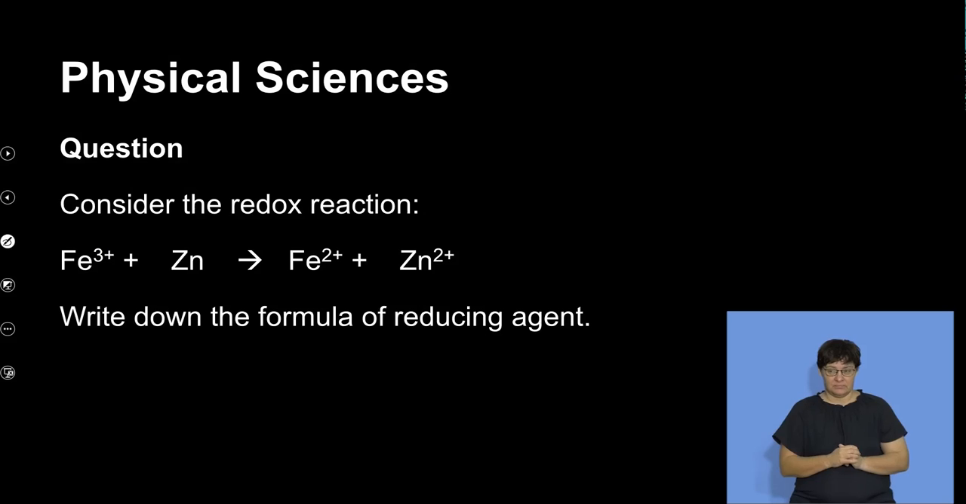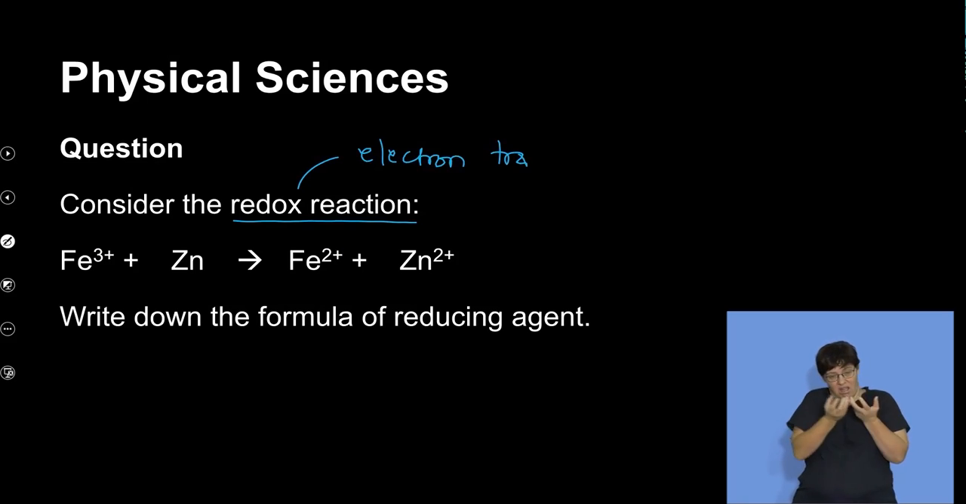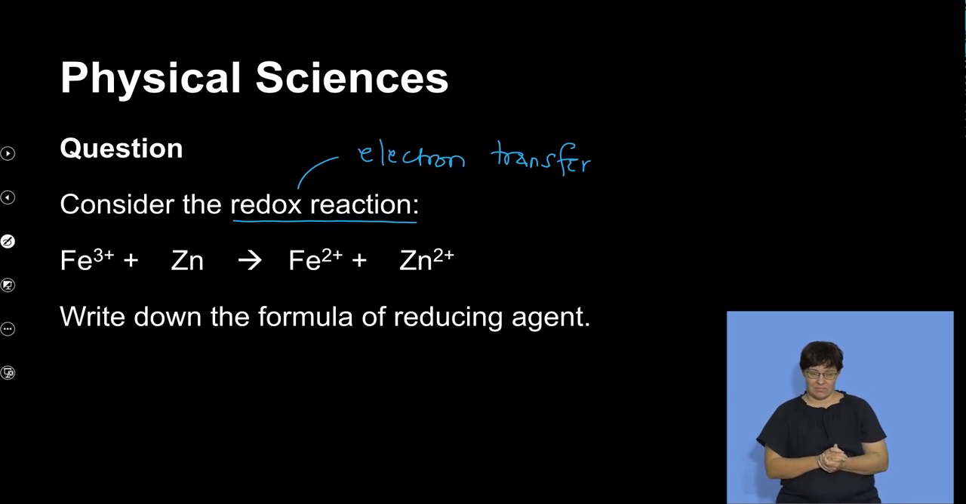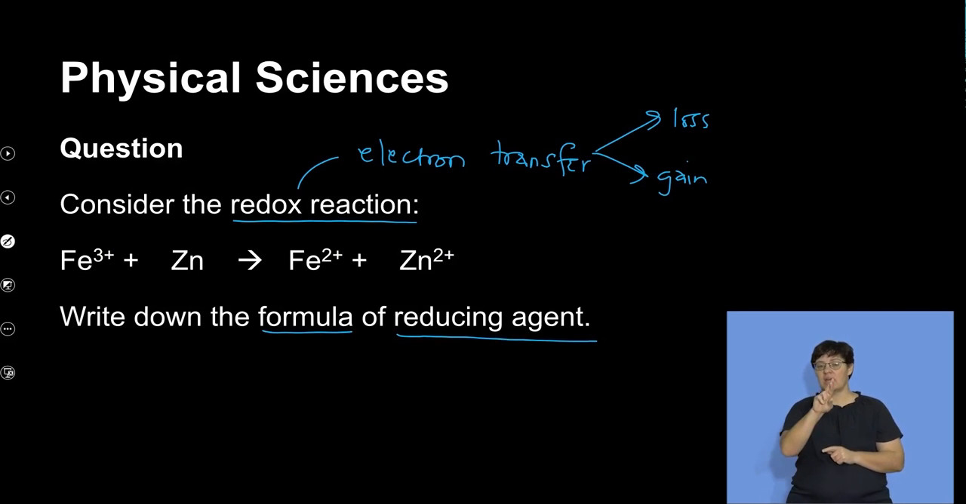Right. So here is another typical question which says, consider the redox reaction which is given below. So the moment it says redox, let's think of it in terms of electron transfer, which has to do with loss as well as the gain of electrons. So that schematic representation becomes very key. It says here, write down the formula, I'm going to underline the term formula, of the reducing agent. First things first, we need to understand what is the role of a reducing agent in a redox reaction.